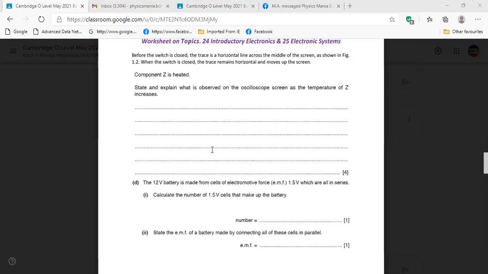Okay, now the next question. Read. Amir, read the next question. The 12-volt battery is made from cells of electromotive force 1.5 volts, which are all in series. Calculate the number of 1.5 volt cells that make up the battery.